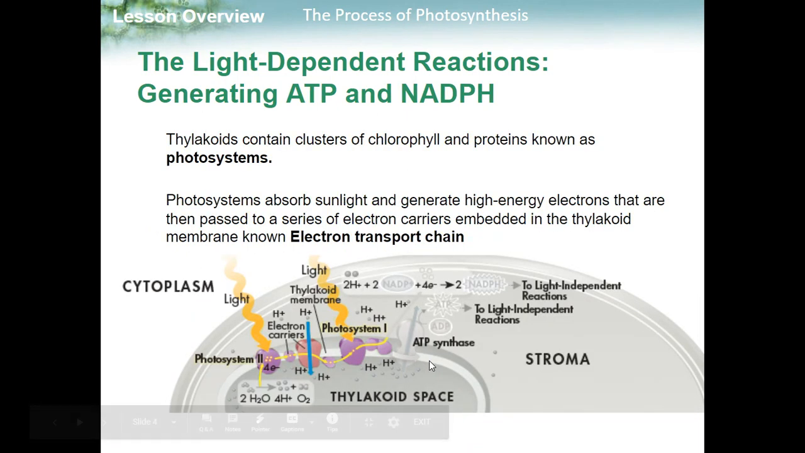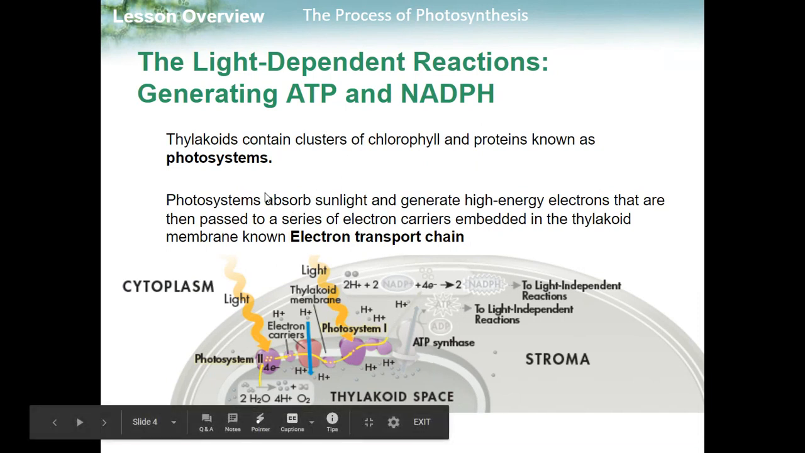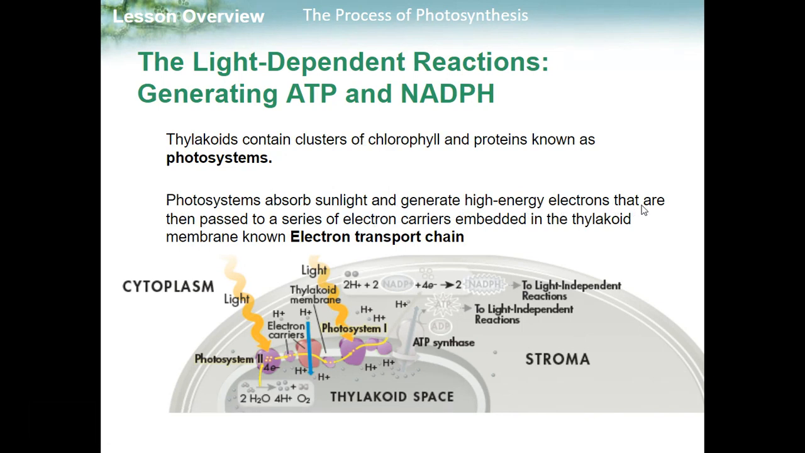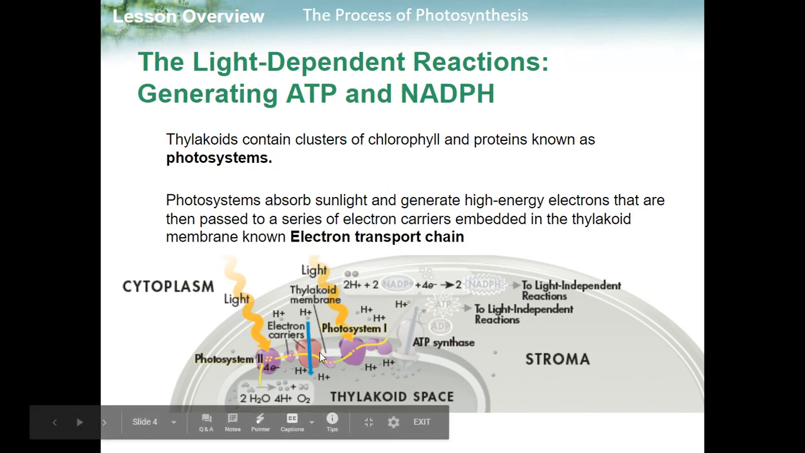Thylakoids contain clusters of chlorophyll and proteins known as photosystems. Photosystems absorb sunlight and generate high-energy electrons that are then passed to a series of electron carriers embedded in the thylakoid membrane, known as electron transport chain. Here we have the two photosystems, photosystem 2 and photosystem 1 in the figure.